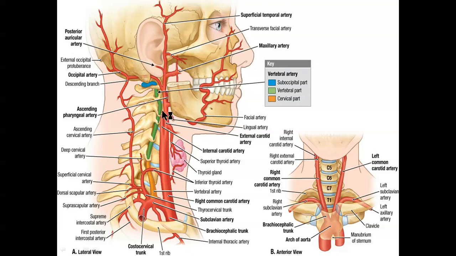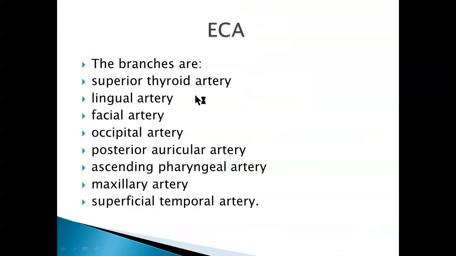Other than that, the external carotid artery gives 5 branches. It would be a superior thyroid artery over here, this one. Then is your lingual artery, then your facial artery, then your ascending pharyngeal artery, and your occipital artery. So 5 branches, and you have your 2 terminal branches as well. So here are the branches of the external carotid artery: superior thyroid artery, lingual, facial, occipital, posterior auricular, ascending pharyngeal, and maxillary and STA are your terminal branches.